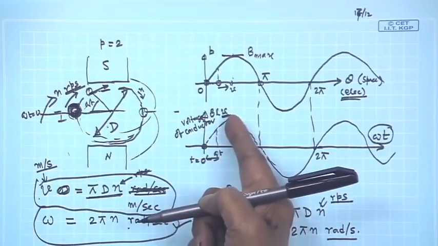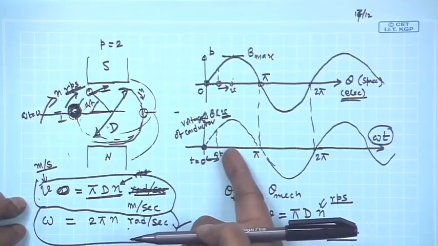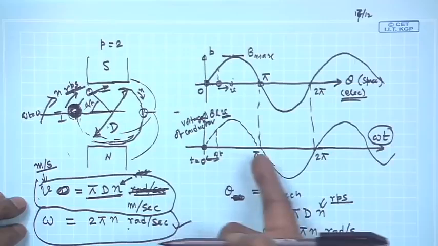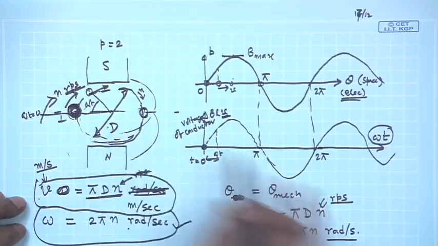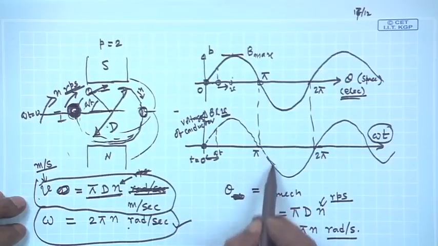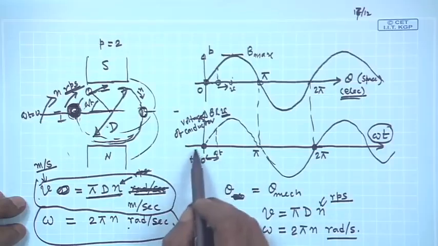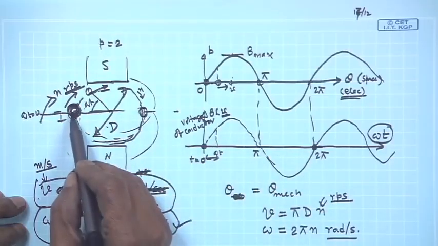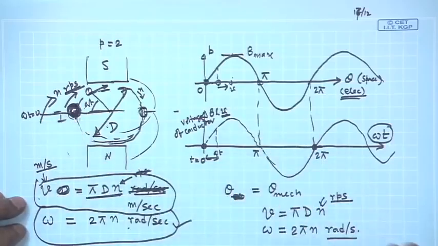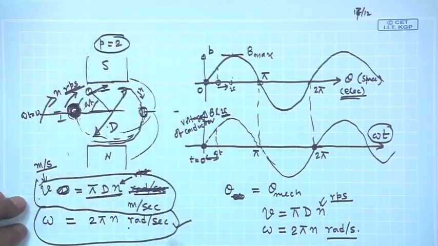BLV. When it crosses pi by 2, it has reached maximum voltage. Once again there is zero voltage when the conductor comes here because there is no B, and then it reverses its polarity. A complete cycle of EMF is obtained when the conductor returns back here, and there is no distinction really between electrical and mechanical angle when the number of poles of the machine is 2.